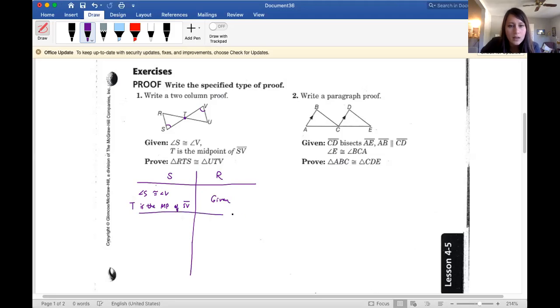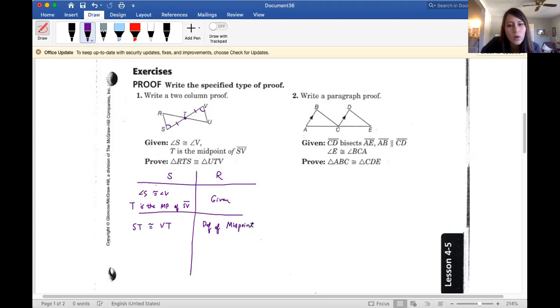Okay, then we know because this is a midpoint, I can now conclude these two parts should be the same. SV is cut by T into two equal parts. So now I'm going to say ST is congruent to VT, and that's because of the definition of midpoint. Definition of midpoint.